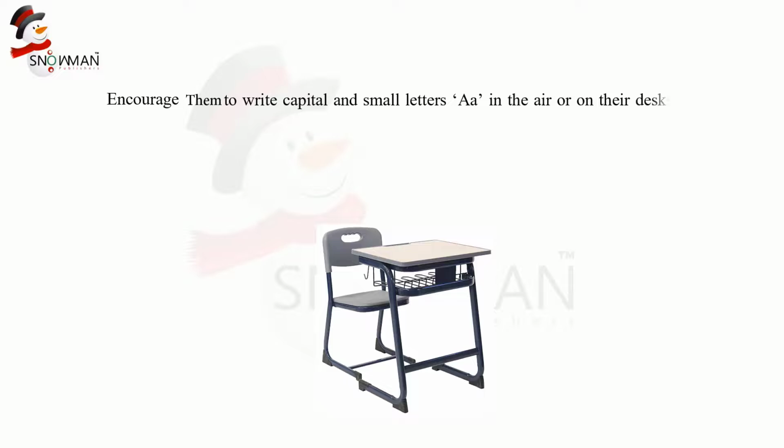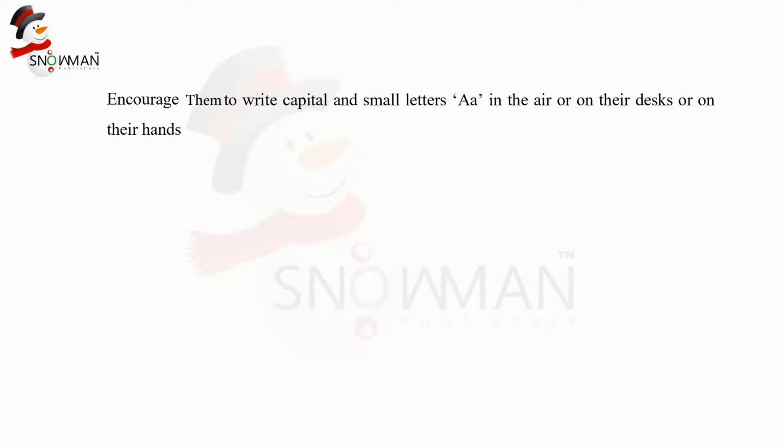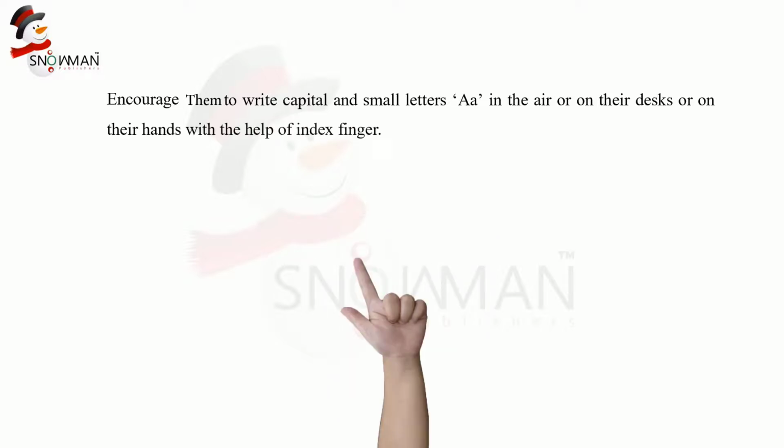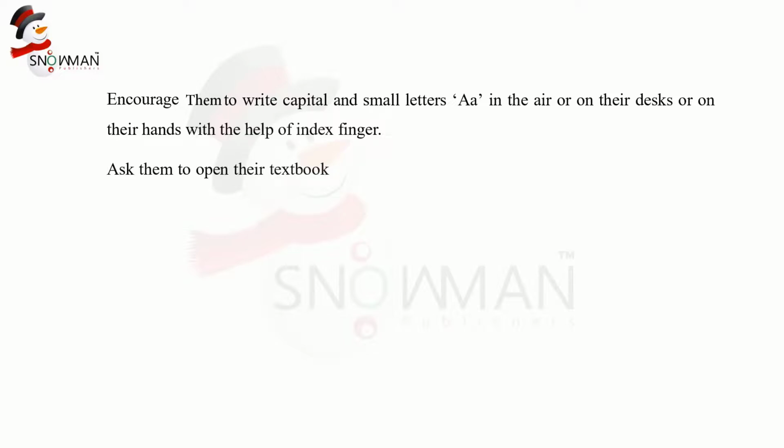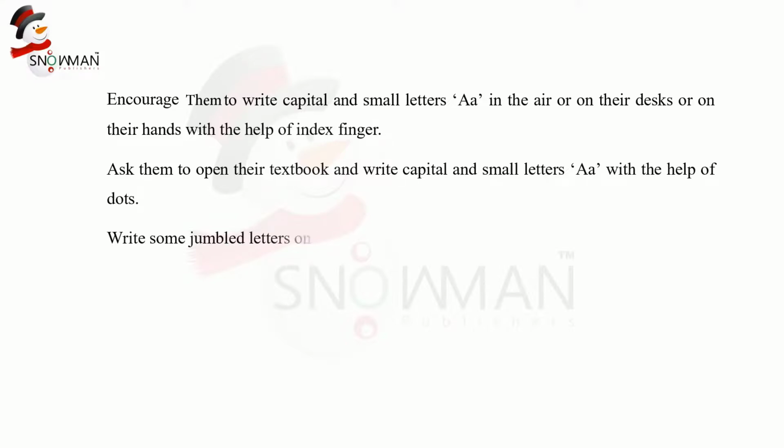Encourage them to write capital and small letter A in the air, or on their desks, or on their hands, with the help of the index finger. Ask them to open their textbooks and write capital and small letters A with the help of dots. Write some jumbled letters on the writing board and ask the children to recognize A.